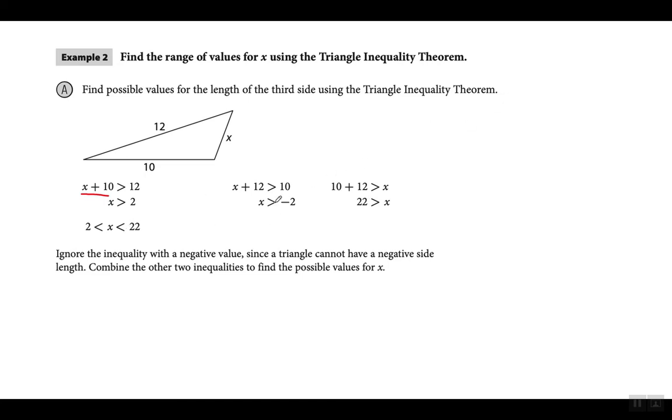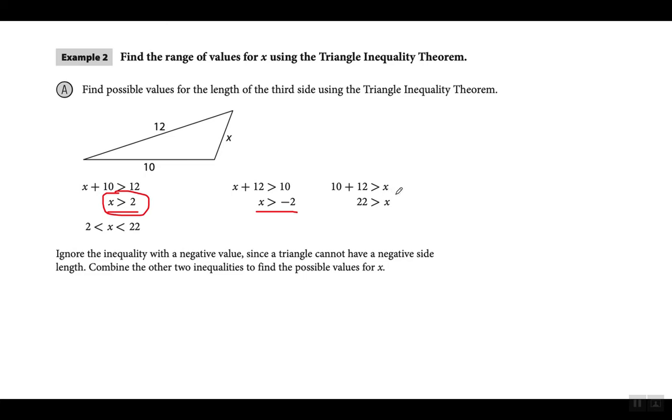Now, when you combine all these answers, look at it right here. X has to be greater than 2, and X has to be greater than negative 2. Well, this rule right here, if X is bigger than 2, that automatically means that it's bigger than all the numbers that are less than 2. So if X is greater than 2, it's also greater than negative 2. So with this rule, you're also stating what it says here. So you're only going to use this one.